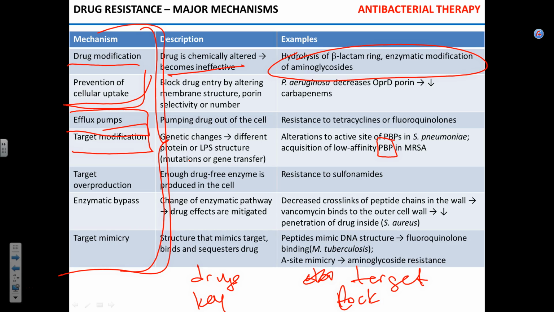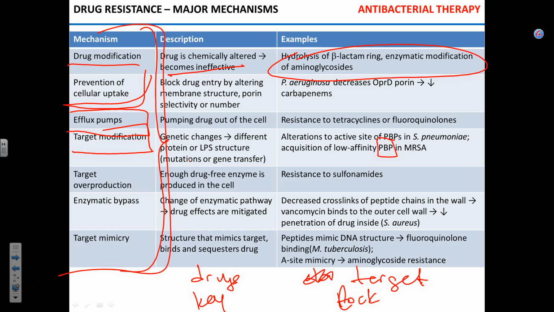Okay? In order for a drug to work against the target, lock and key should match. You follow me? If somebody changes your key, you're not going to open the door. If somebody changes the lock, you're not going to open the door. Does that make sense? Okay?